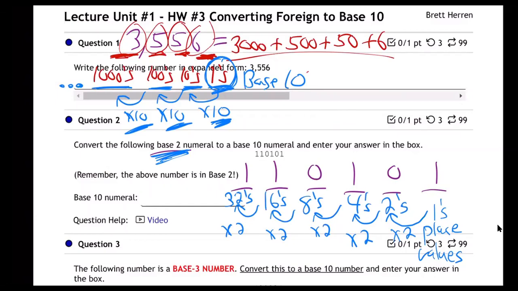We just multiply by 2. Just start with the 1s. They always start with the 1's place. All these systems start with the 1's place. And then you just multiply by the base. In this case, 2. So times 2 is 2, times 2 is 4, times 2 is 8, times 2 is 16, and times 2 is 32. All right, now we have one more step.